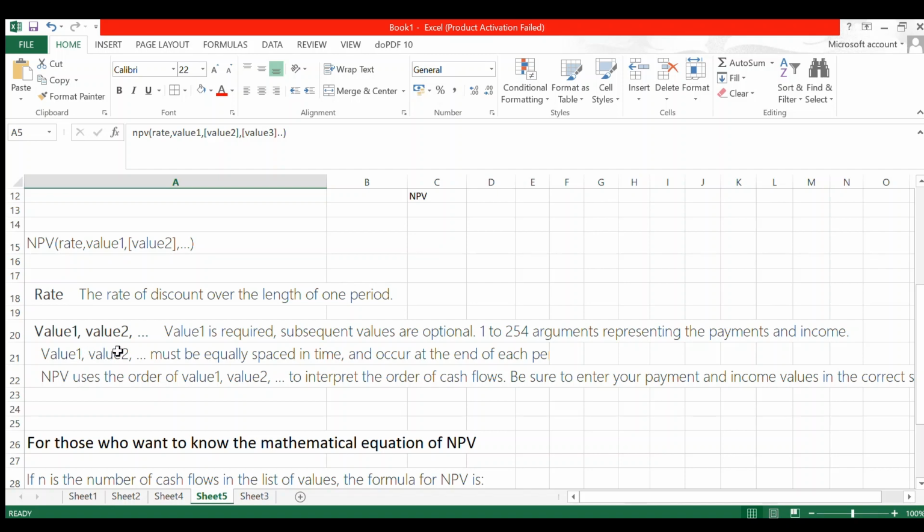That means you are receiving value 2 after 1 year. Exactly after 1 year you are receiving value 2, not before that. And value 3 you are receiving exactly after you received value 2. So each of these incomes or cash flows is equally spaced in time. NPV uses the order of value 1, value 2, value 3 up to value 254 to interpret the order of cash flows. Be sure to enter your payment and income values in the correct sequence.